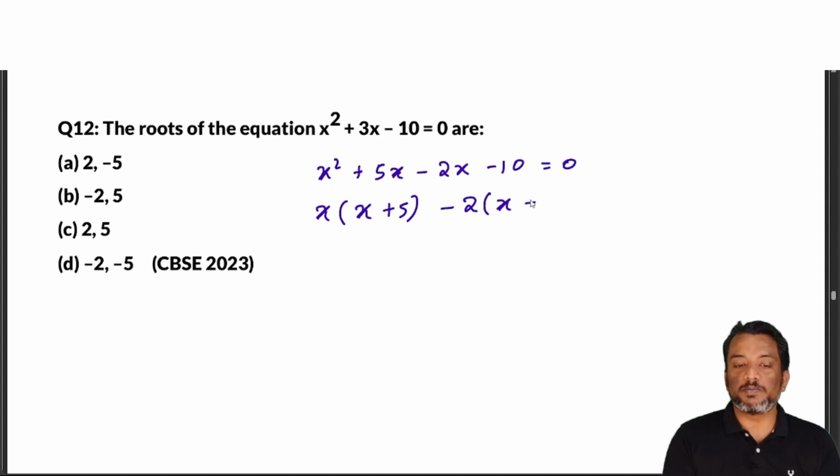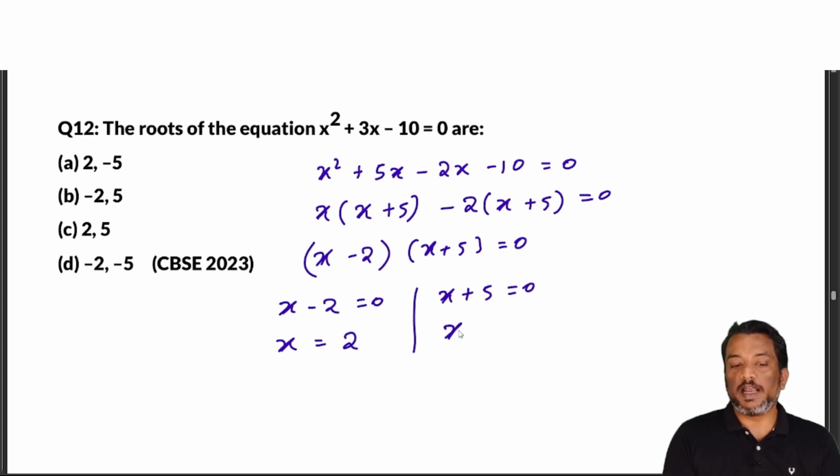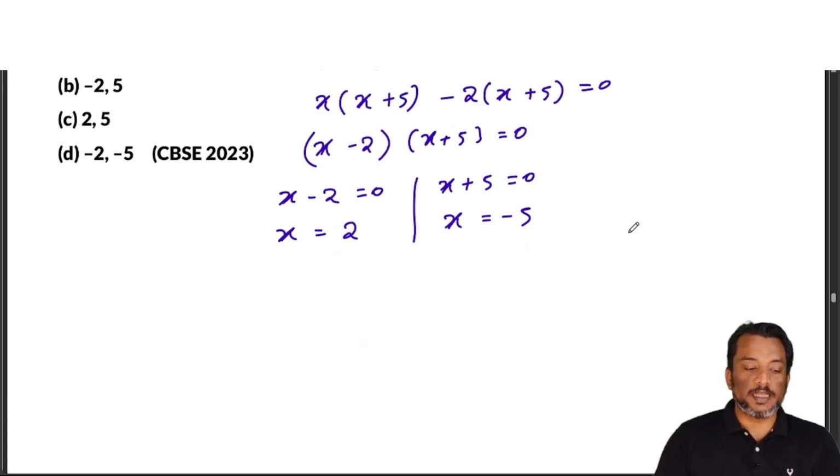So x plus 5 is equal to 0. So which means here you will get x minus 2 and x plus 5 is equal to 0. Now after that you can say x minus 2 is equal to 0. So x is equal to how much? 2. Same way, x plus 5 is equal to 0. So x is equal to how much? Minus 5. So which means your roots are what? 2 and minus 5, A option. Hope you got it. And if you want, you can use the quadratic equation formula to also find.